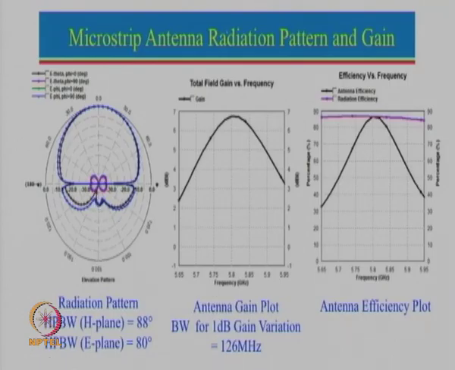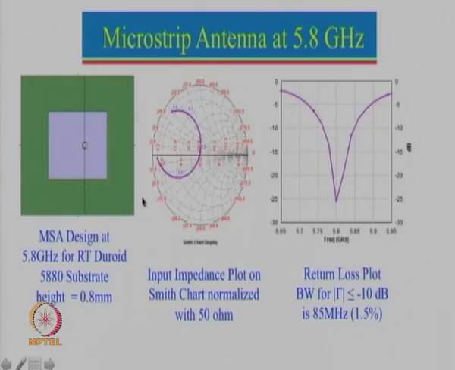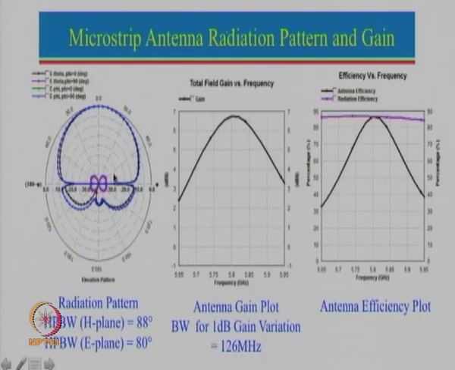That is possible mainly because a larger ground plane has been taken in this particular case. If this ground plane is reduced to, let us say, this value, then the back radiation will increase, and if the ground plane is exactly equal to the size of the patch, then the back radiation will be almost equal to the front radiation. Nevertheless, this is a good design, and we can see that the front to back ratio is fairly good. We can also see that the half power beam width in the H plane is about 88 degrees, and in the E plane about 80 degrees.